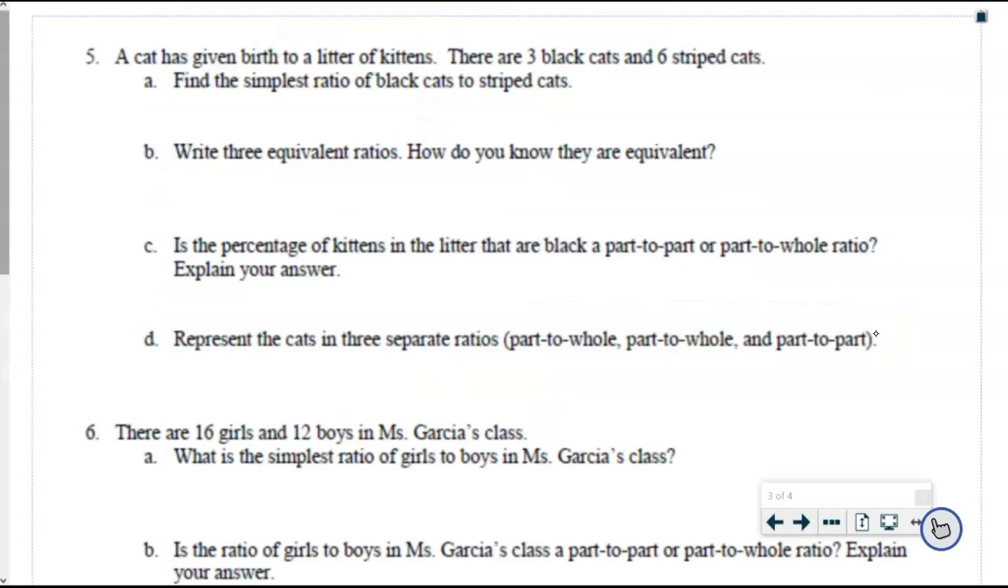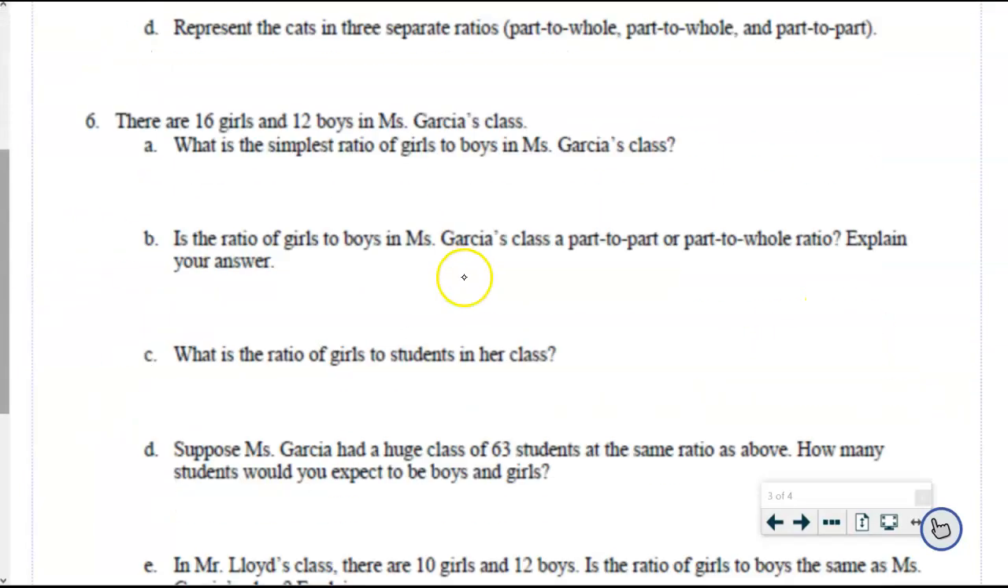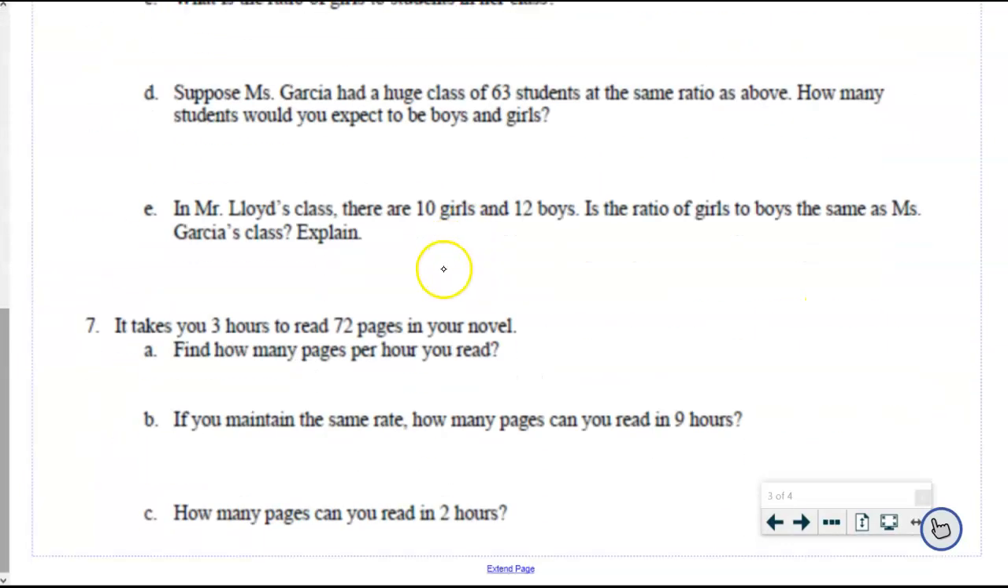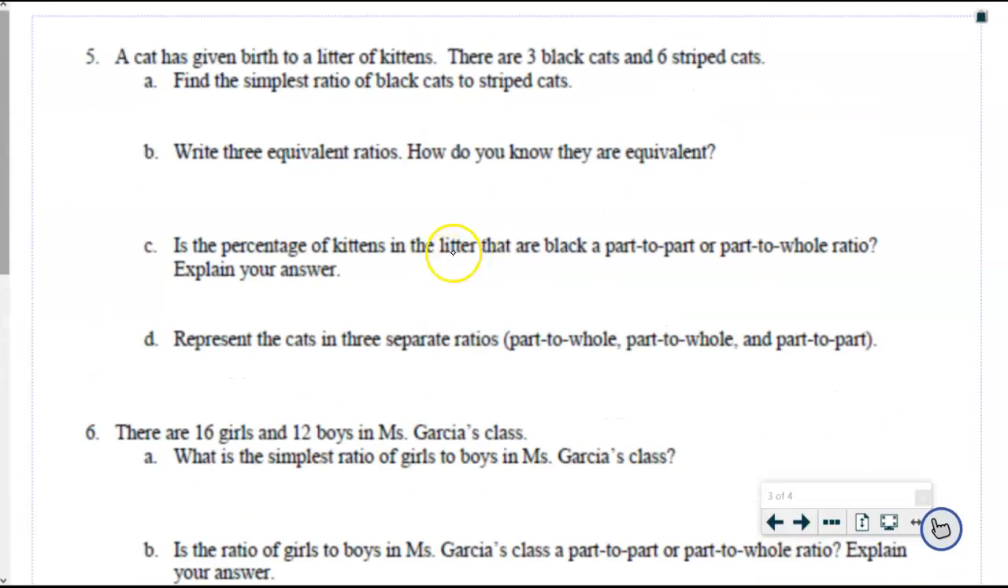The next several problems are just more and more practice problems. I really don't think that I need to go over each one. The one that I do want to make sure that we have a chance to talk about is part C. So let's take a look at 5A, B, and C, and then I'm going to let you kind of work on your own here.